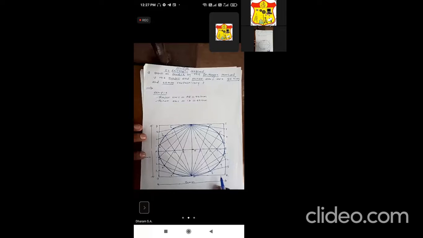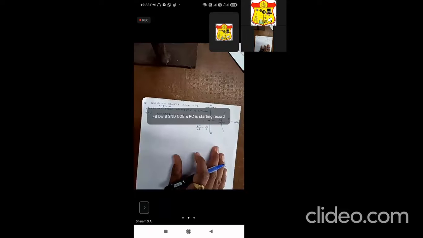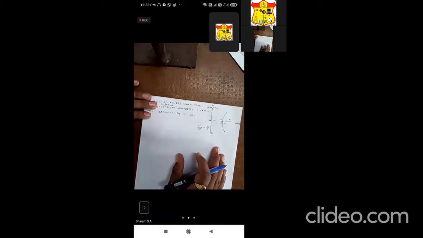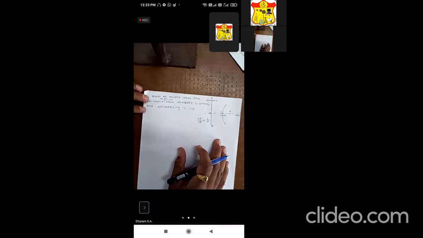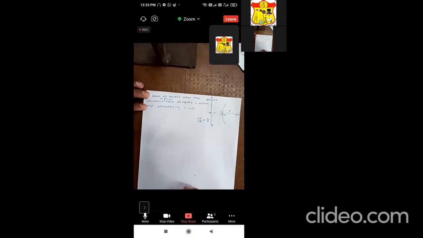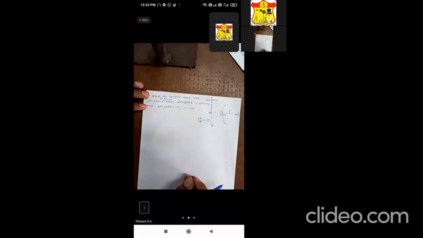Now let us see the next method, that is the ellipse by directrix focus method. Previously we have seen the ellipse by rectangle method. Now the same ellipse we can draw with the help of the directrix focus method. Before that we will see some basic terms.